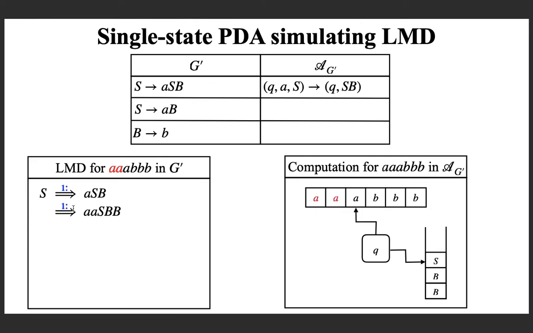Now, I am going to apply production number 2. Production number 2 is this. So, what is it? Capital S is going to be replaced with small a capital B. That is what I did. S is replaced with small a B. Now, we need to have a transition for this. If you apply the same rule, what will be the transition? Q, the next symbol is a, the top of stack symbol is capital S. So, QaS. What is in the RHS? Q comma capital B.